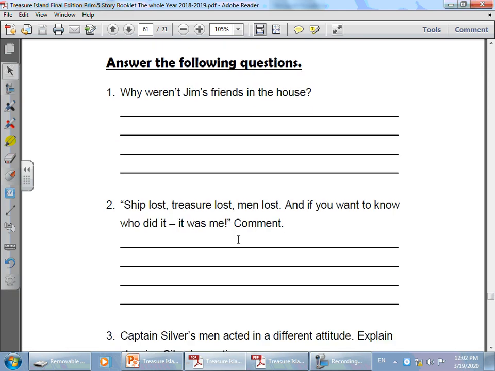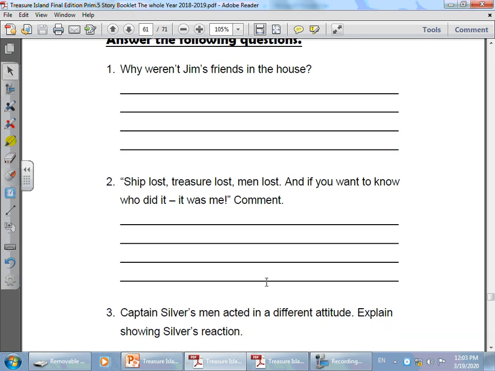Let's move to exercise B. Answer the following questions. Why weren't Jim's friends in the house? Why do you think? Yes, excellent. Because Dr. Livesey bargained with Silver and gave him the map, so the honest men left the stockade safely. That's why they were not in the house. They left safely.